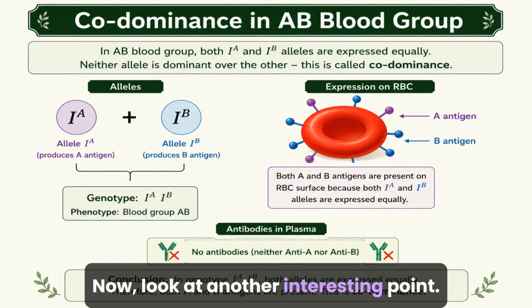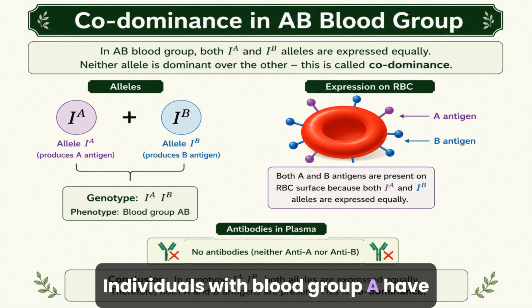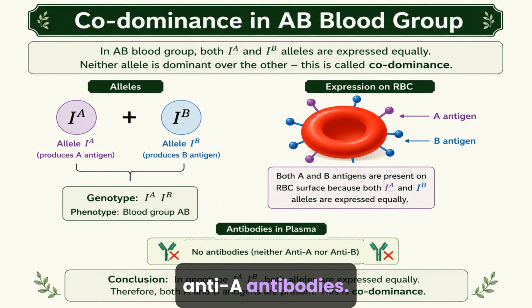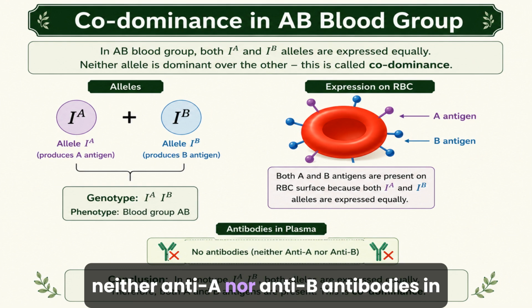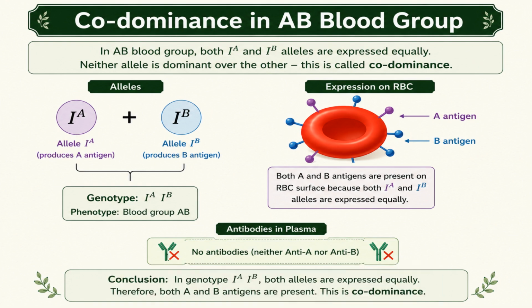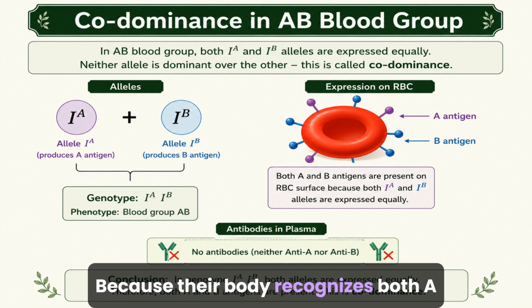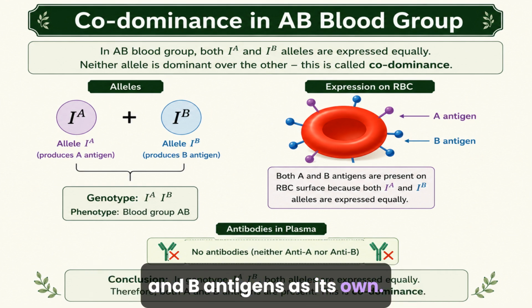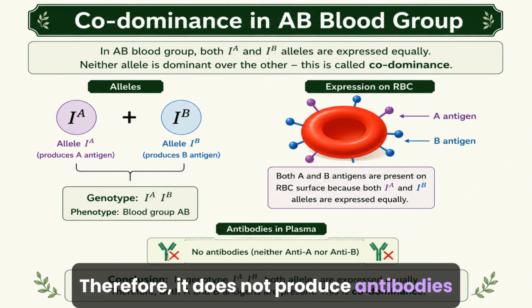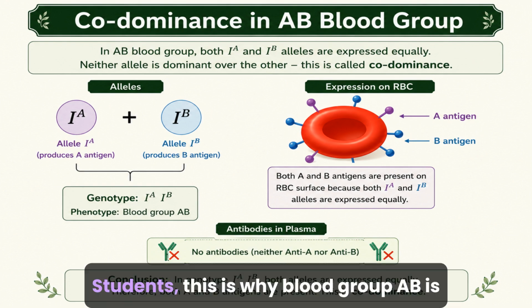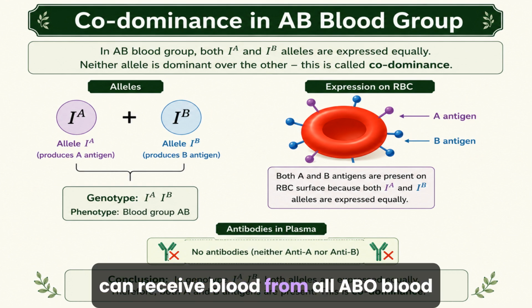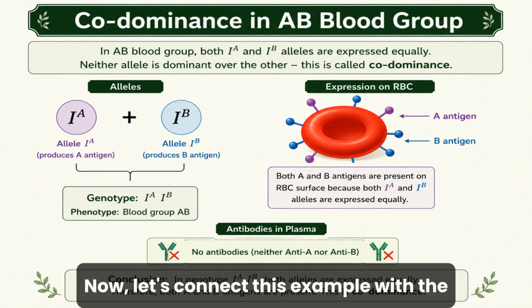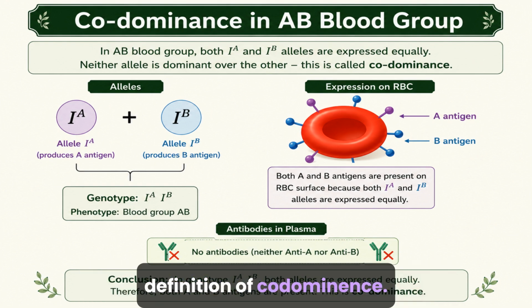Now look at another interesting point. Individuals with blood group A have anti-B antibodies. Individuals with blood group B have anti-A antibodies. But individuals with blood group AB have neither anti-A nor anti-B antibodies in their plasma. Why? Because their body recognizes both A and B antigens as its own. Therefore, it does not produce antibodies against either of them. Students, this is why blood group AB is called the universal recipient, because it can receive blood from all ABO blood groups.